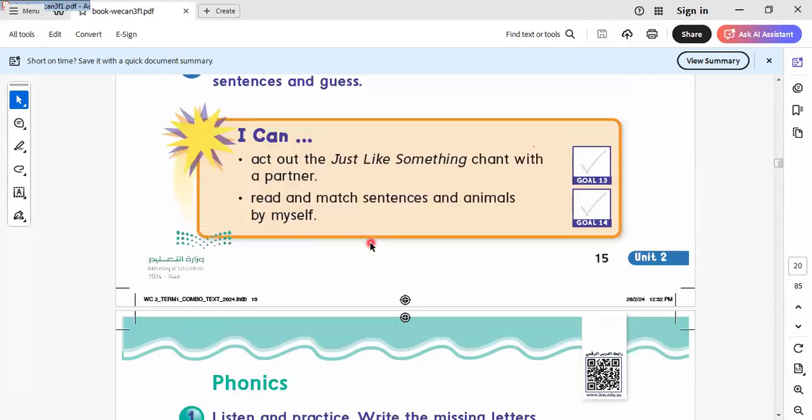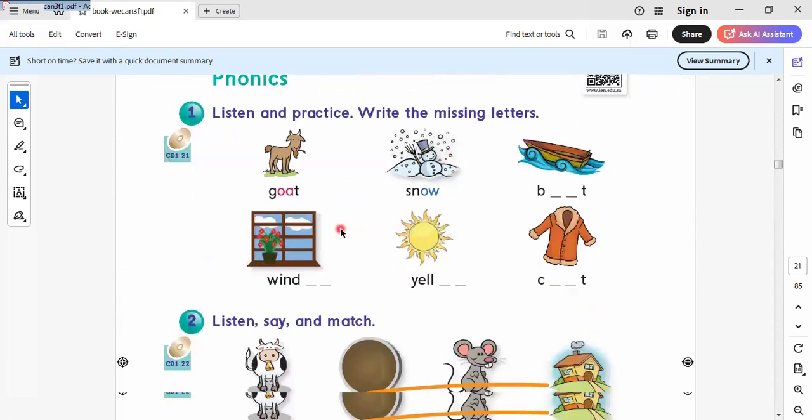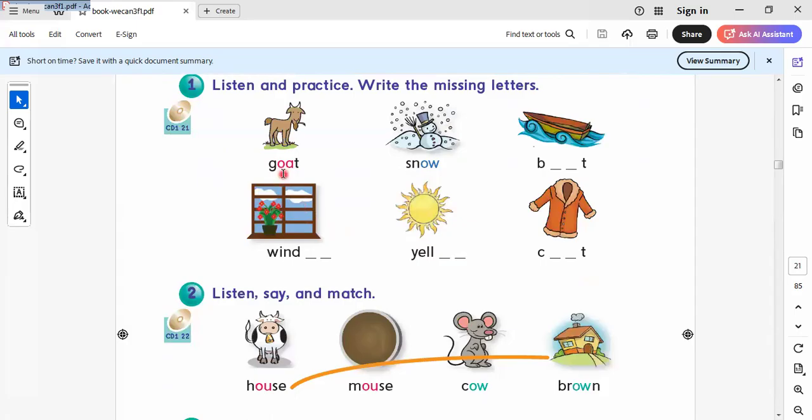Let's go to another item here. Here we have what we learned. We read and mix animals with a partner. Here is phonics. Let's read it together. Here we have goat, snow. Here is boat. Coat is coat.